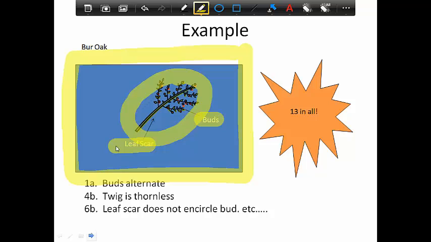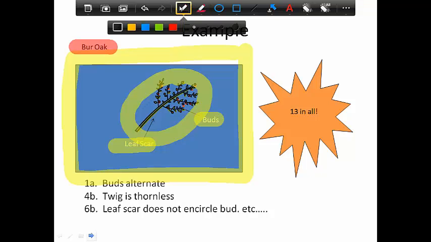The bur oak is the final name that you assign to this particular twig, but don't forget I also want a letter. So maybe you had first A, and then when you were all done identifying it, you labeled it as a bur oak. Okay, so the label includes the letter and the name.